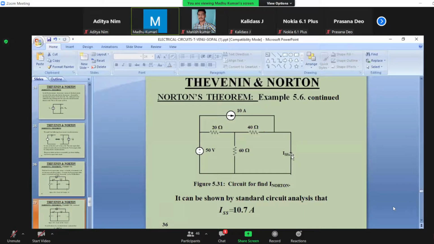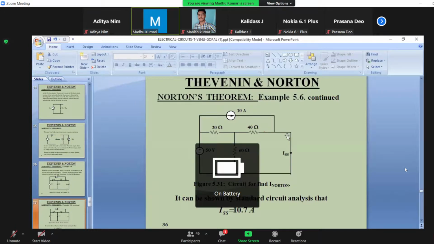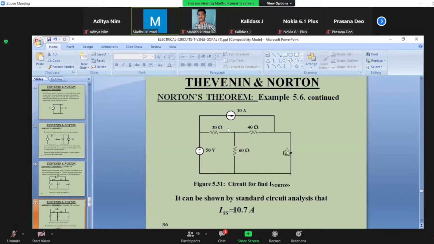Now, how will you find out the short circuit current here? What will be the magnitude? The answer is 10.7 ampere.